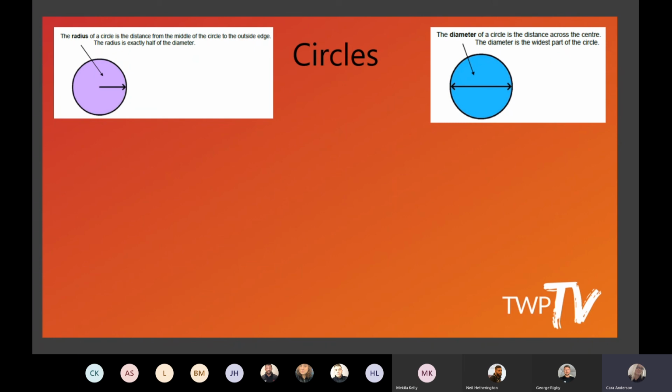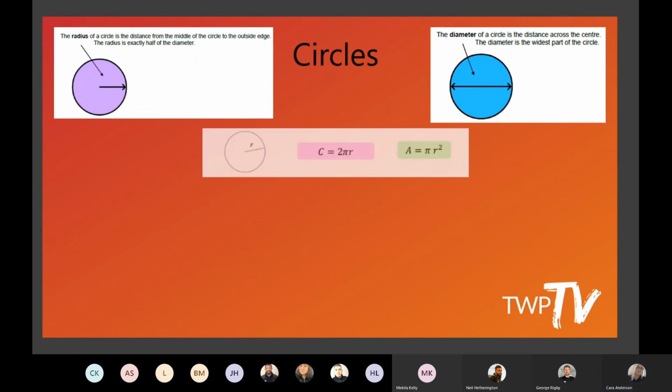So the diameter is just the whole way across the circle, making sure you go through that middle part of the circle, from one end to the other. So it's basically the widest part of that circle.